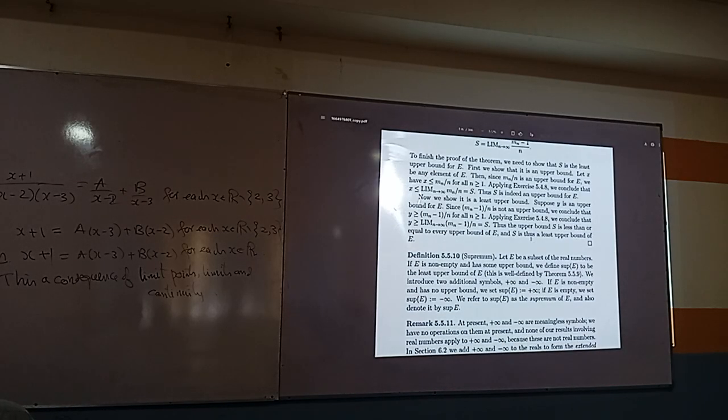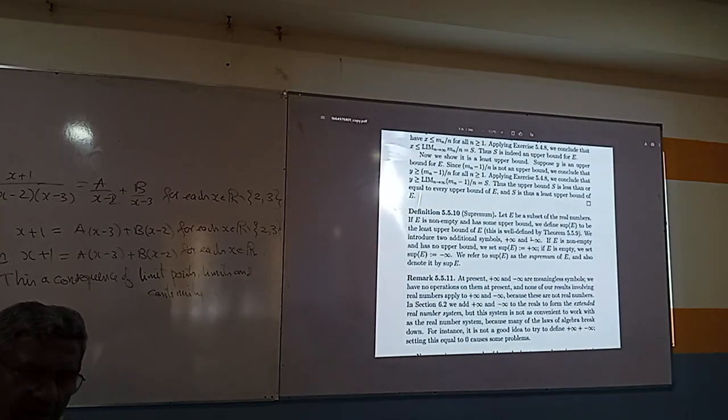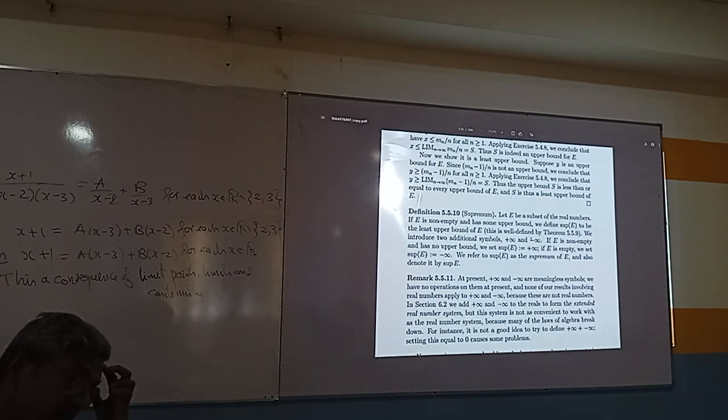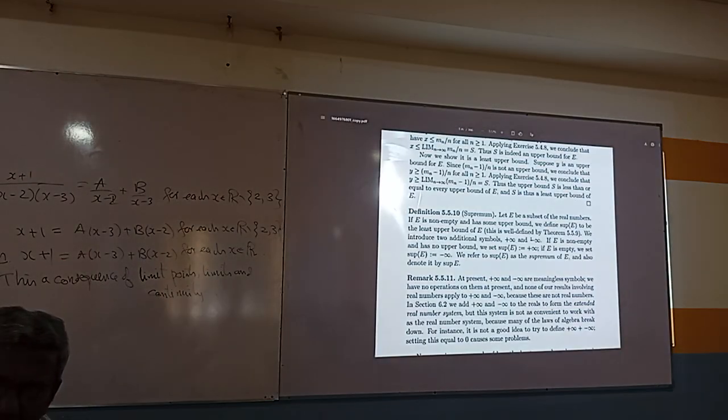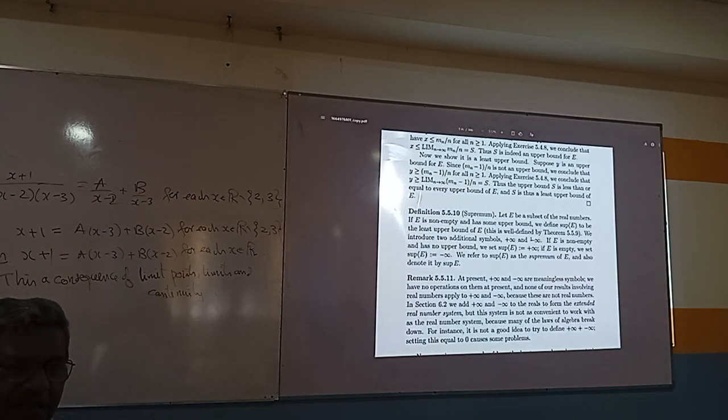So, if E is non-empty and bounded above, he has proved that. I have to present the proof to you. He has proved that it has a least upper bound. And we have proved earlier, went through the proof, that if a set is bounded above, it has at most one least upper bound. If the set is not bounded above, we say the sup of that set is infinity.